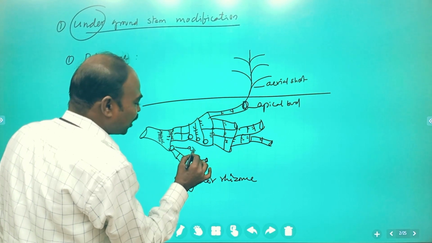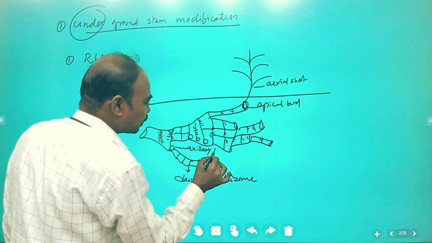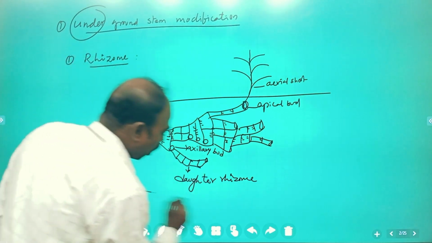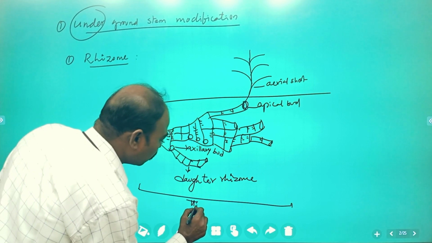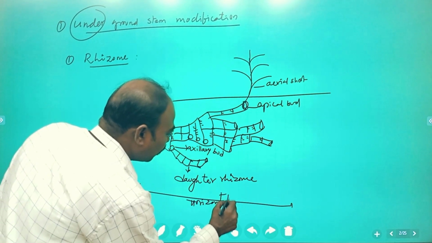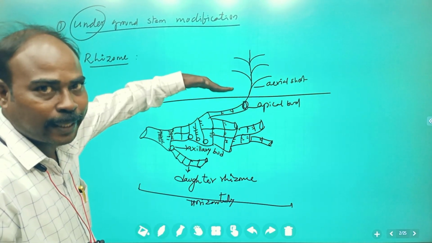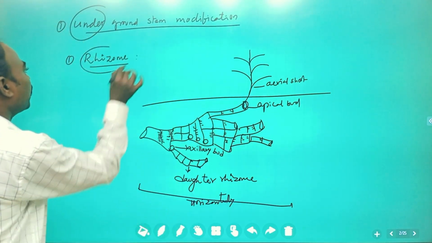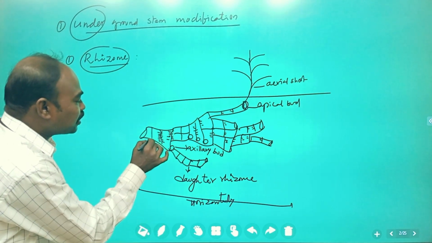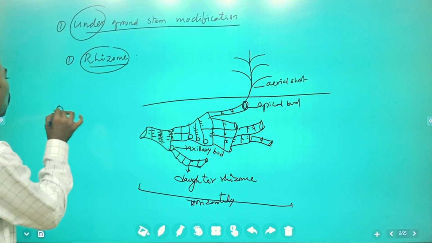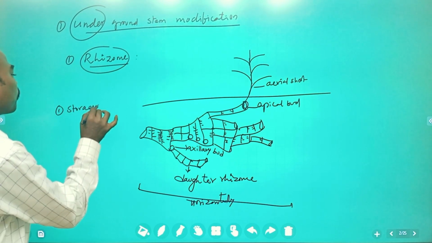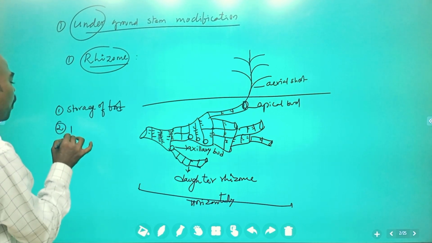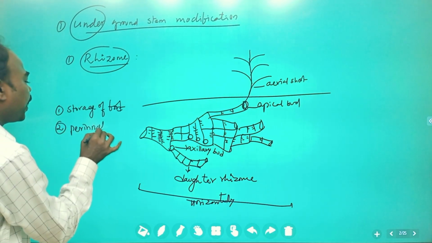The axillary bud produces the daughter rhizomes, which grow horizontally in the soil. So horizontally beneath the soil, at a particular depth, the horizontally growing stems are found. They are said to be rhizomes. These stems are useful for the storage of food, and they exhibit perennation.